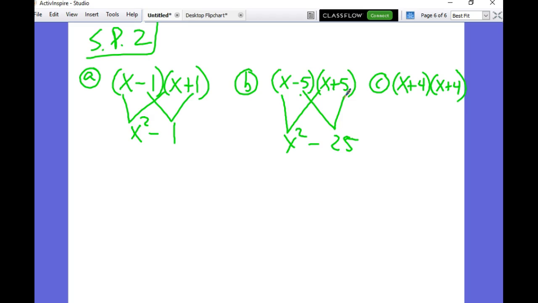But Michael, what did you get for the last one here? I got X squared plus 8x plus 16. Okay, so this one is not the shortcut. You have to do the box because it's not the proper pattern.